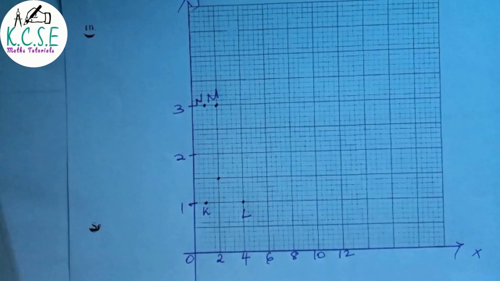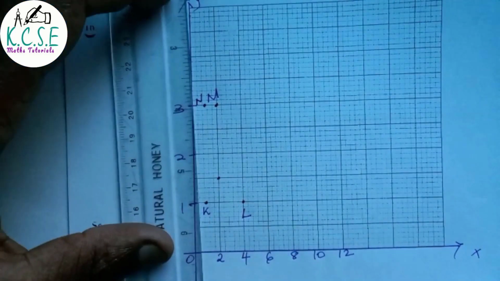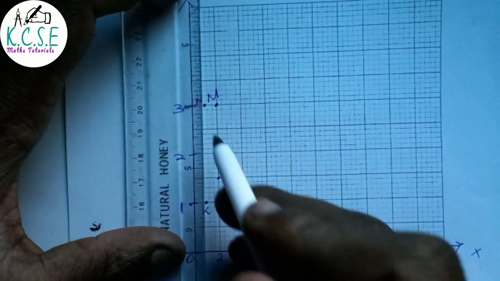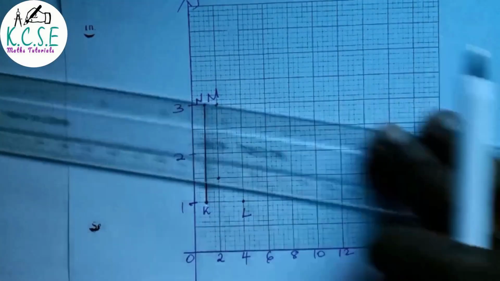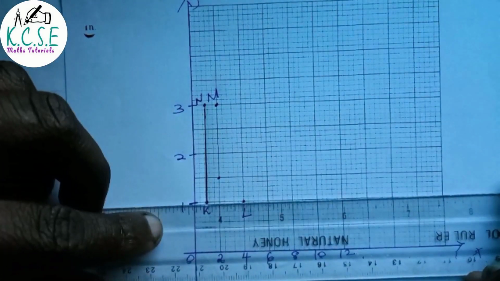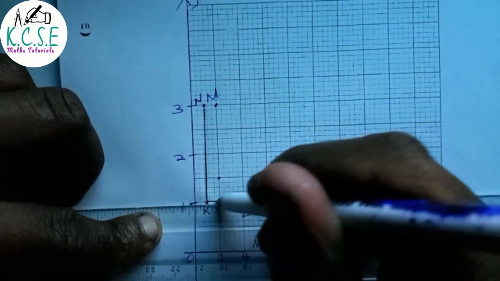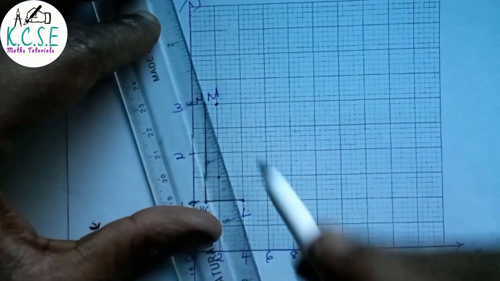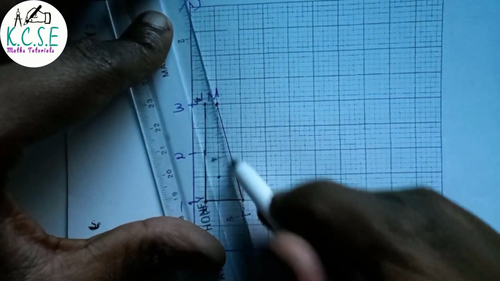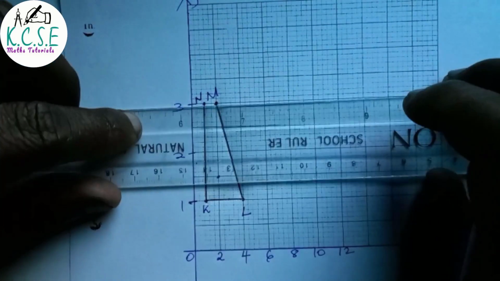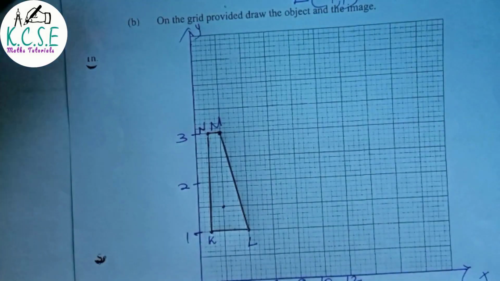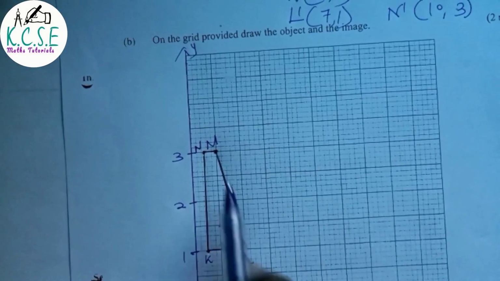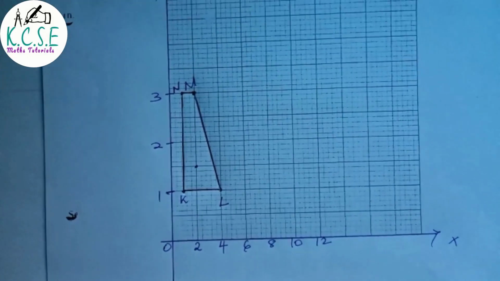So we can join these, conjoin them. So conjoin like these. So that is now the object KLMN. So that is the object. Now let's go to the image.